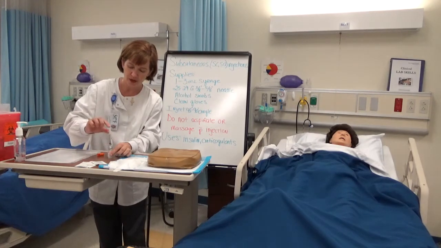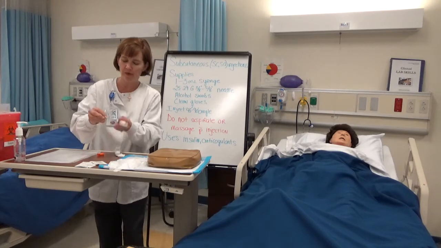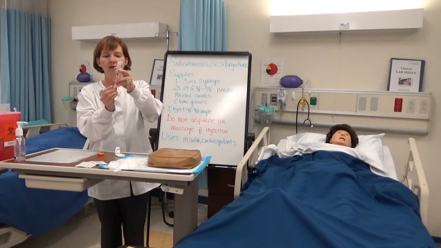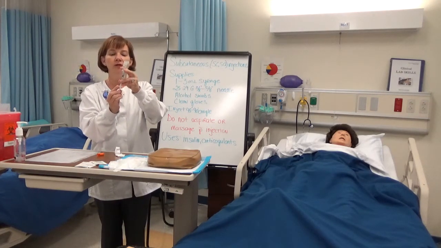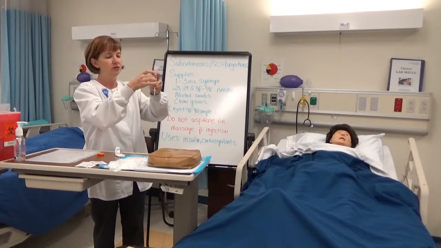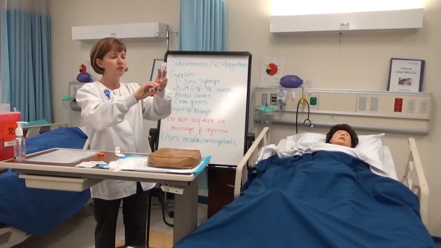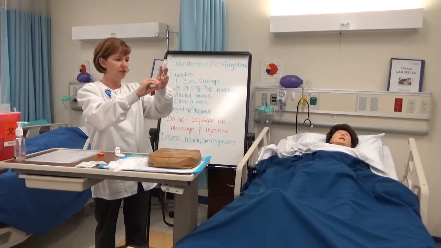Okay, I'm going to push that air in. Now I'm going to flip my vial over. I'm going to pull that a little bit past 4. Give it a couple flicks there for any bubbles, and push it back up to my dose of 4.